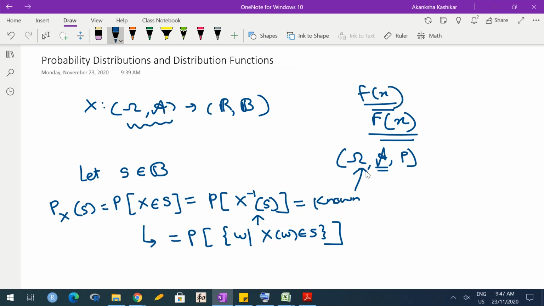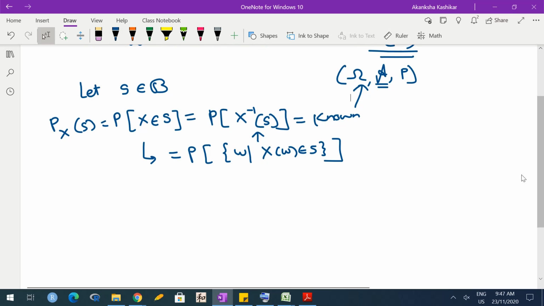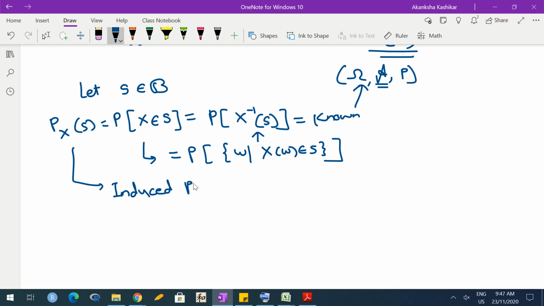Hence, if we know the probability measure, P_X(S) is defined as probability of X inverse S, if P is a probability measure defined on Omega, script A. This P_X(S) is also known as the induced probability measure, or the probability measure induced by X.